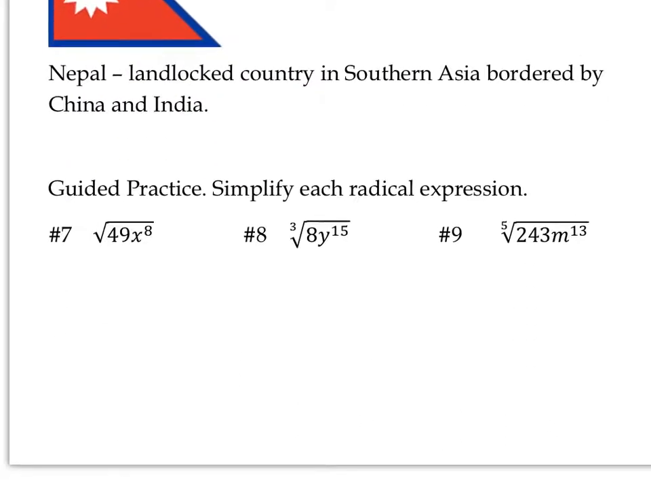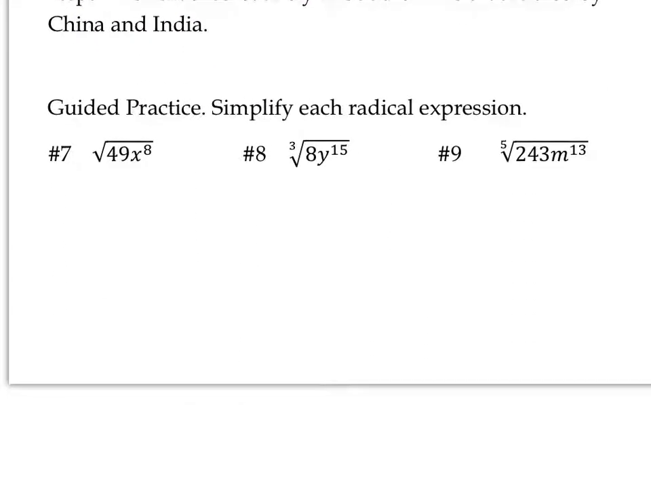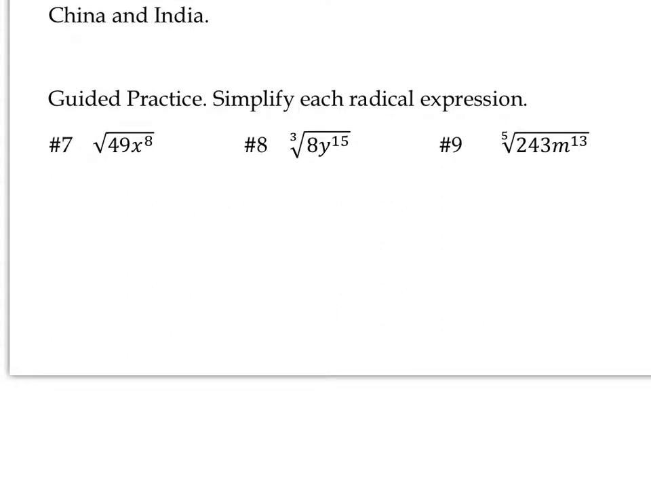All right. Now let's look at some more simplifying radicals, and we have some variables with exponents to deal with as well. So first thing here, we take the square root of 49x to the 8th. So let's talk about the square root of the 49 part. That's going to be 7. Okay? The square root of 49 is 7. Then let's talk about the square root of x to the 8th.